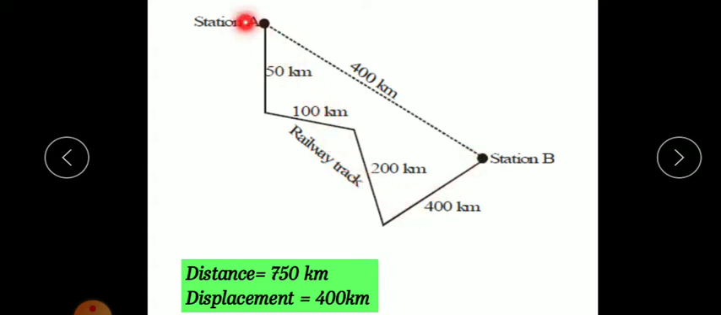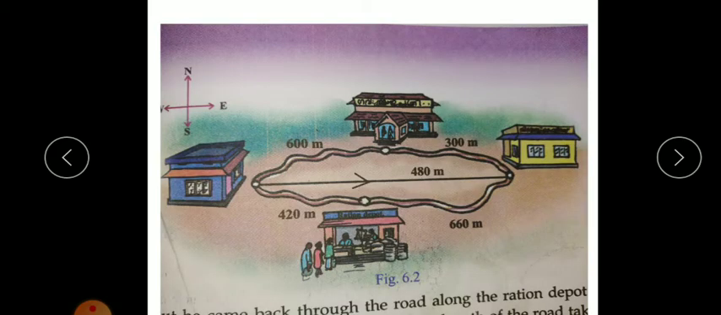And what about displacement? Displacement means straight line distance from initial position to the final position, that is 400 kilometer. So distance here is 750 kilometer and displacement is 400 kilometer. So in your textbook one problem is given. Based on that you have to write the answer in the textbook itself.